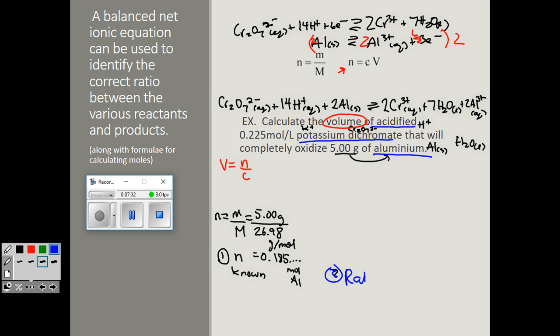The next step, here I'll use a different color, is to figure out the ratio. That's what you need the balanced reaction for. The coefficients in a balanced reaction tell you how many moles of each substance or each species you're supposed to have. In the ratio, you should put the number of the moles of the substance that you are looking to find out something about, in this case dichromate, on the top. And the number of moles for the substance that you just figured something out for, my known substance, on the bottom. So in my ratio, I'm going to put the number of moles of dichromate on the top. And I'm going to put the number of moles of aluminum on the bottom.